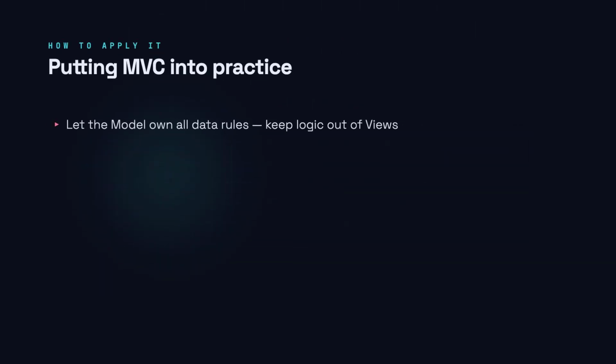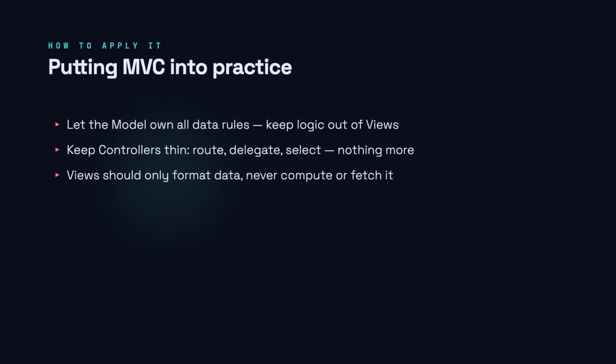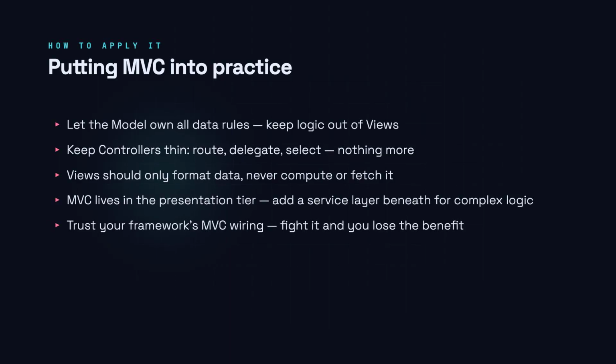The most common mistake teams make with MVC is letting logic creep into the wrong layer. Keep your model as the single source of truth for business rules. Keep your controller as a traffic director. It should receive, delegate, and respond, not compute. Views are dumb by design. Give them data, let them render it. In larger systems, MVC covers your presentation tier, and you add a service or domain layer underneath the model for complex business logic. Work with your framework's conventions, not against them.